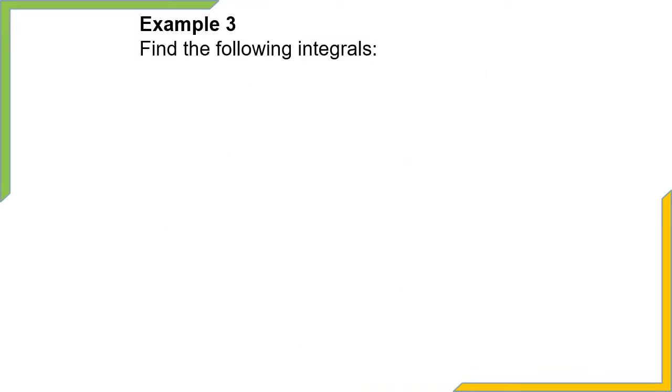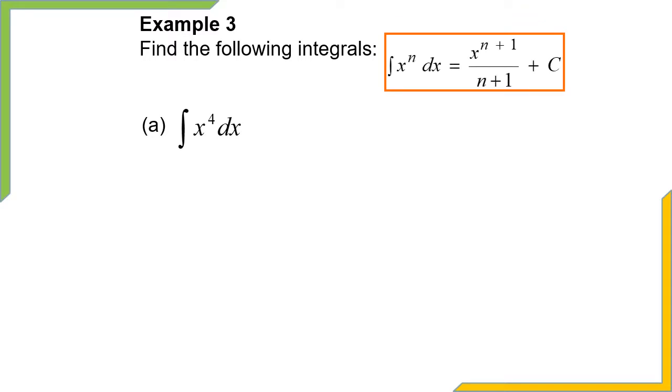So let's continue with the example. Find the following integrals. The first question is the integration of x to the power of 4 with respect to x. What we need to do is just apply the basic rule, which is the power rule. So x to the power of n plus 1, which is 5. 4 plus 1 will be 5, and then divide by that 5 and then plus c.